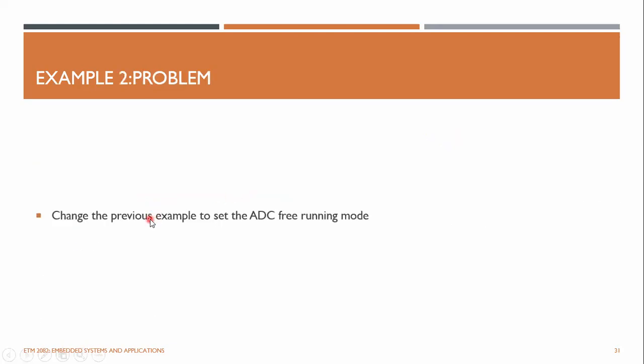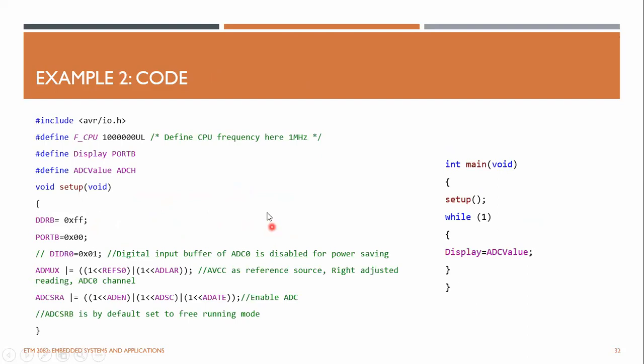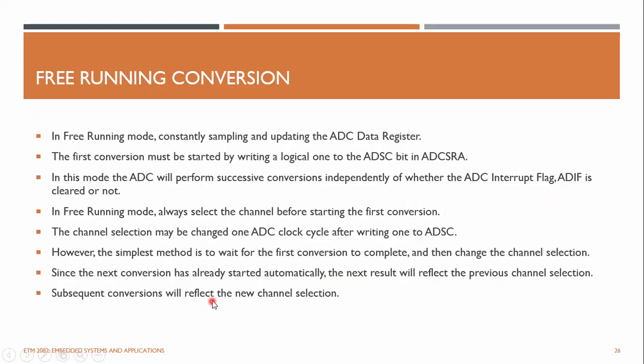So there's a second example, and it is asked to change this previous example to free running mode. So the change is in the free running mode. You have to deal with the ADCSRA register. So you have to enable the auto trigger, right? And ADCSRB auto trigger source, by default it is free running mode, like I mentioned. So you enable the ADC, ADC start conversion is set, and auto trigger mode.